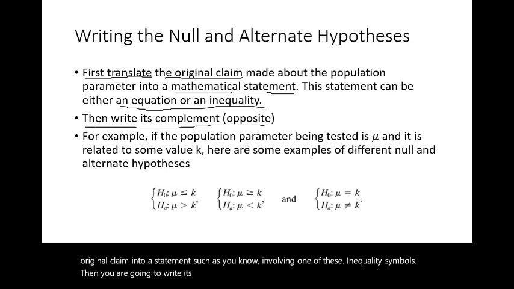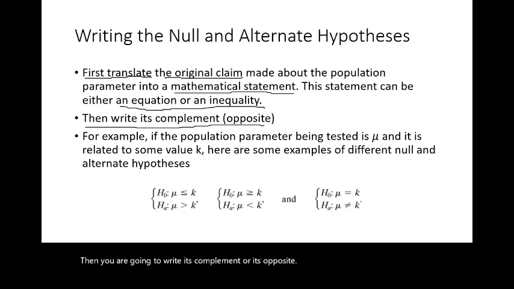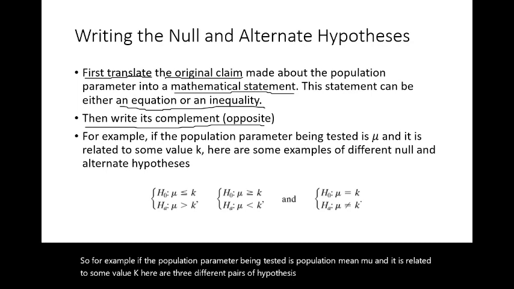So for example, if the population parameter being tested is the population mean mu, and it is related to some value k, here are three different pairs of hypotheses that you can have to represent the relationship between mu and k. If your null hypothesis is mu is less than or equal to k, then the opposite of less than or equal to is greater than. So the alternate hypothesis would be mu is greater than k.